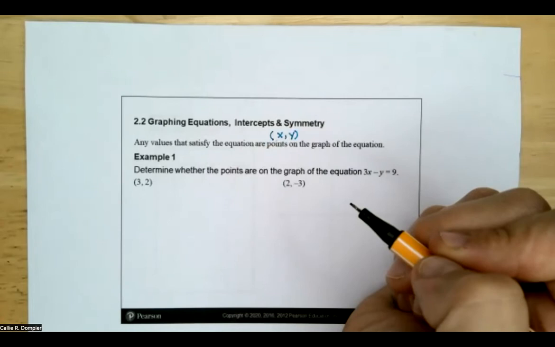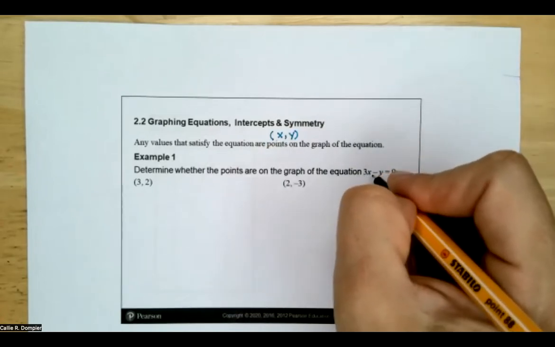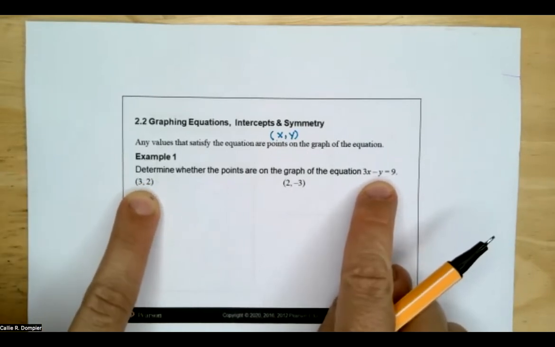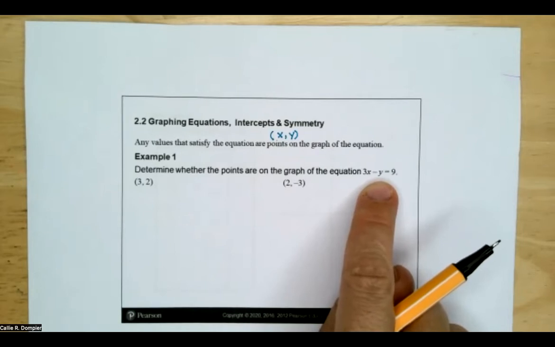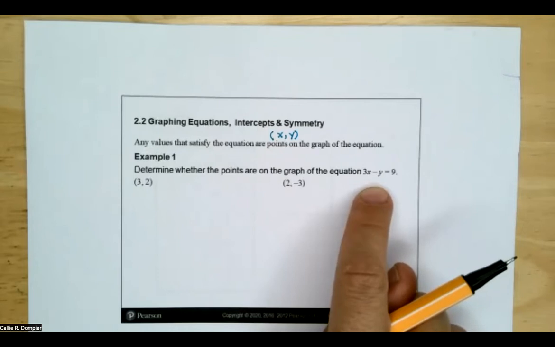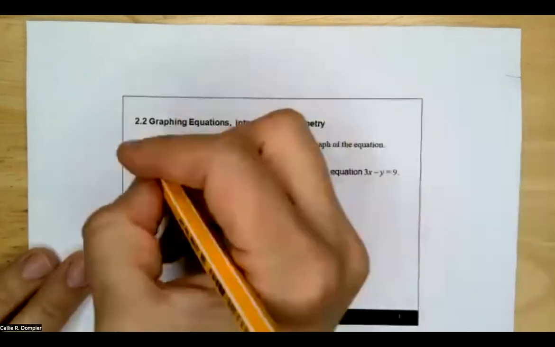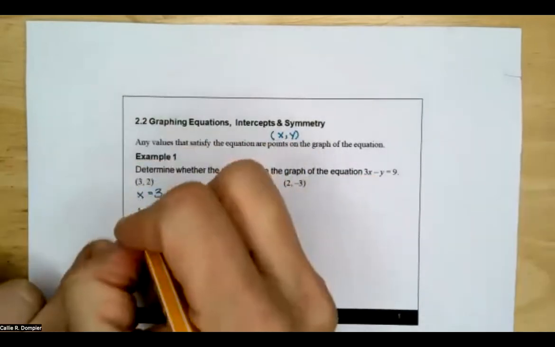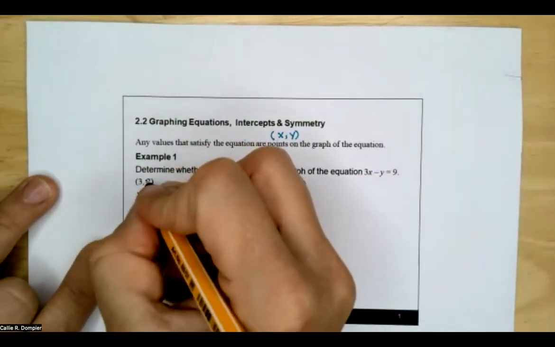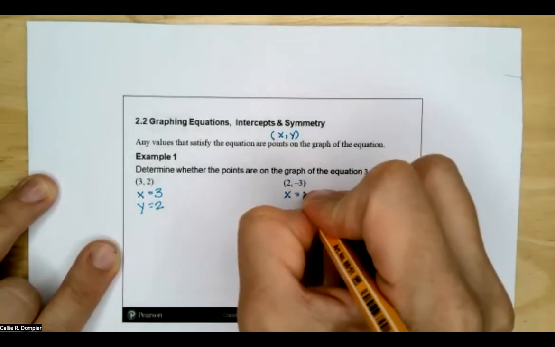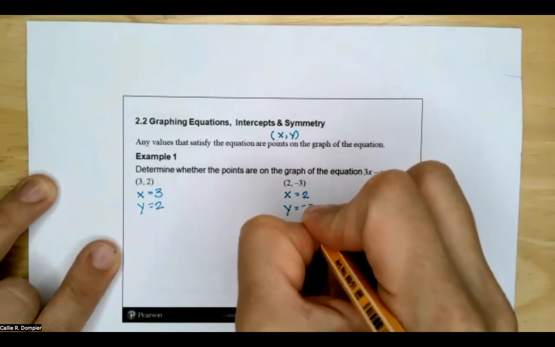satisfies the equation mathematically. So here is the equation 3x minus y equals 9, okay? Is the point 3, 2, that x, y value, a coordinate point on the graph of this line? If it is on the graph of this line, then that means that when I put in 3 for my x, my y will be equal to 2. That's what that point means. That point means that when x is 3, y is 2. This one means when x is 2, y is -3.